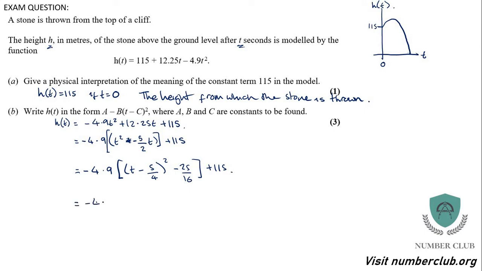So we'll get negative 4.9 lots of t minus 5 over 4 all squared. Negative 4.9 multiplied by 25 over 16. I'm not going to try and do that one in my head. It's going to be 245 over 32. So we get plus 245 over 32 plus 115. And don't break your back doing all these fraction calculations. Just let your calculator take care of that for you. So we're going to add on 115, which comes out as 3925 over 32.